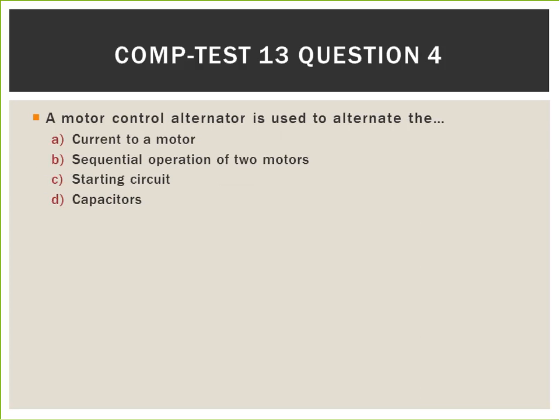Comp Test 13, question number 4. A motor control alternator is used to alternate the: A, current to a motor, B, sequential operation of two motors, C, starting circuit, D, capacitors.